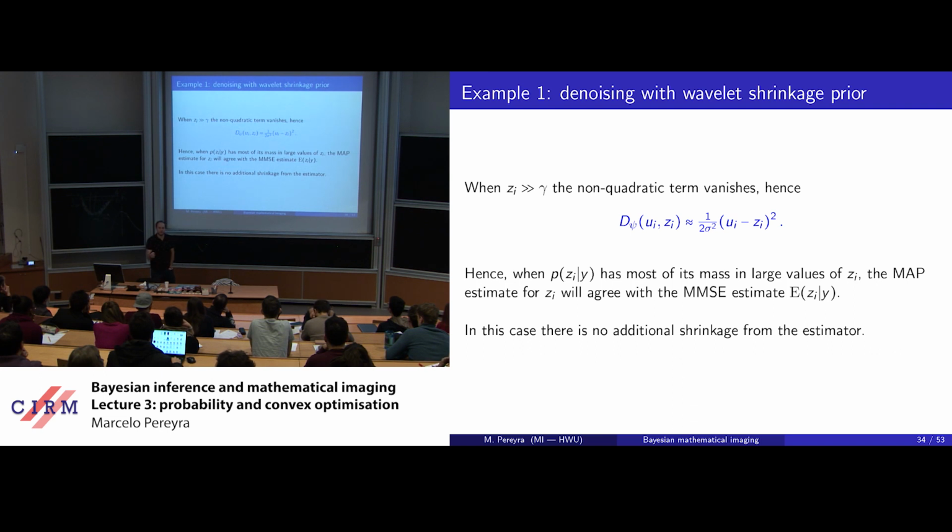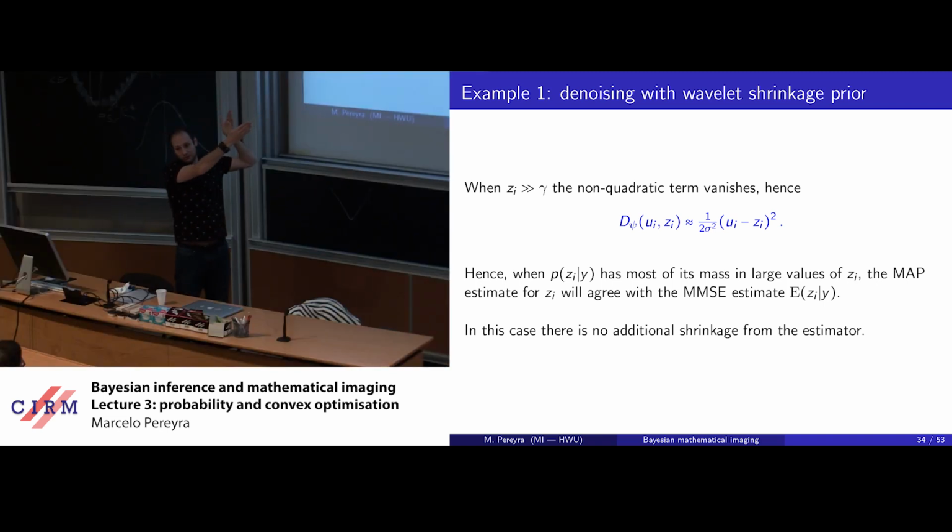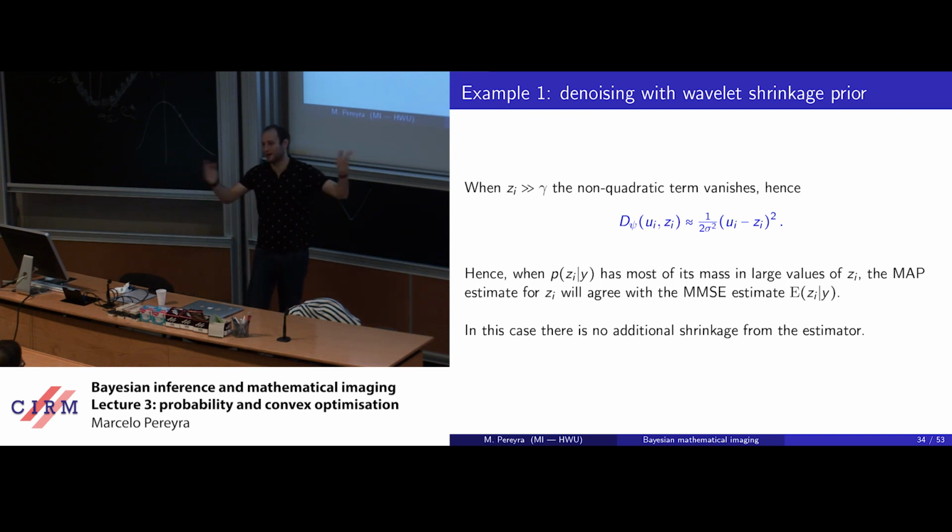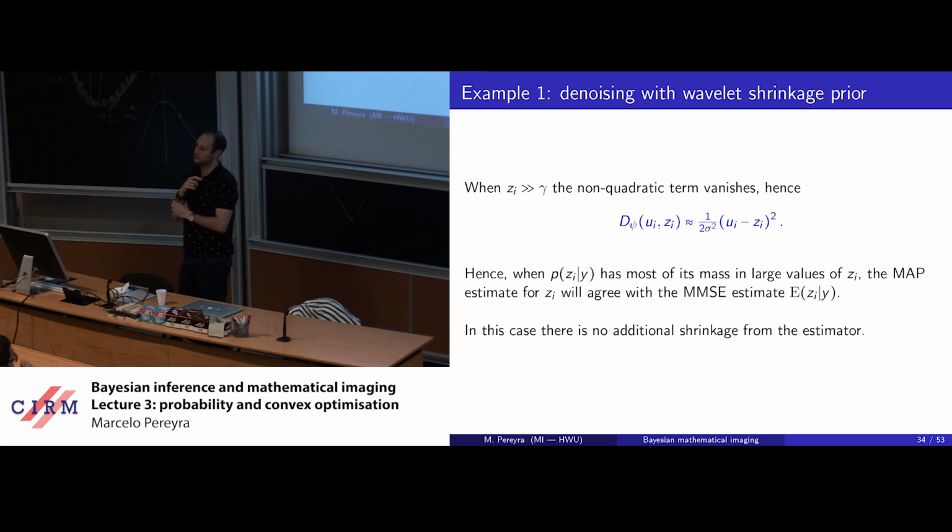The minimum square estimator is optimal for any quadratic loss function. This is a quadratic loss function. So when I integrate out this function over possible wavelet coefficients, if my model is putting all the weight on large wavelet coefficients, then I'll be essentially integrating out this function. So the optimal thing to do would be to choose u equal to the average of my posterior probability for the coefficients zi.